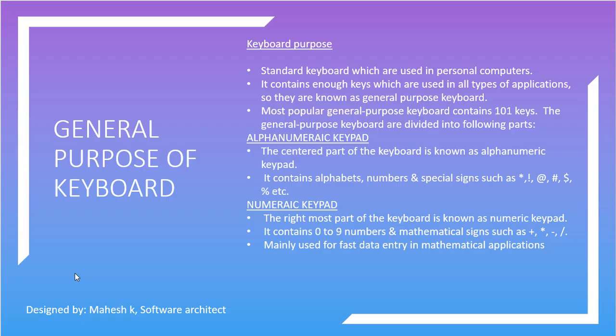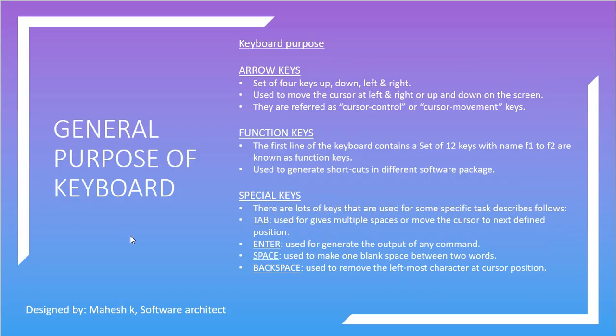Numeric keypad: the rightmost part of the keyboard is known as the numeric keypad. It contains numbers 0 to 9 and mathematical signs like plus, minus, division and asterisk for multiplication, mainly used for fast data entry in mathematical applications. General purpose keyboard continued. Arrow keys: there are four types, left, right, up and down. They move the cursor left, right, up and down on the screen. They are referred to as cursor control or cursor movement keys.